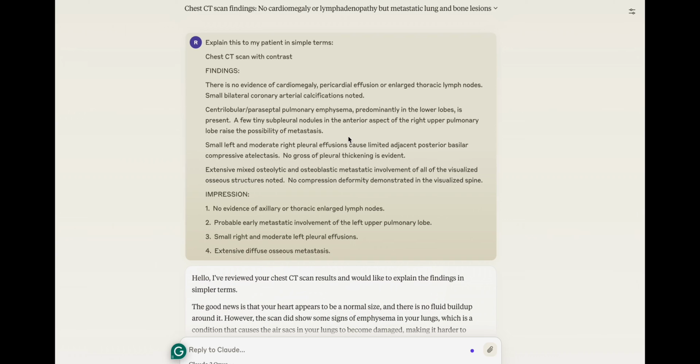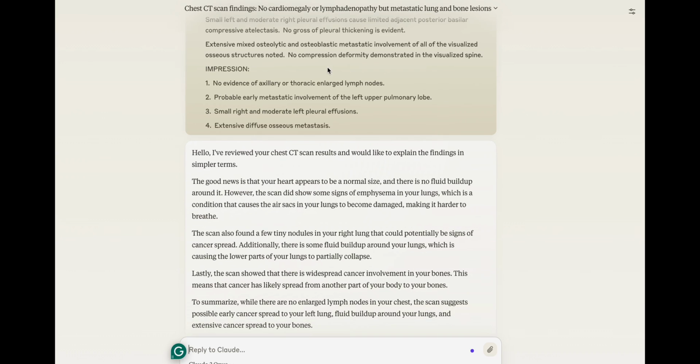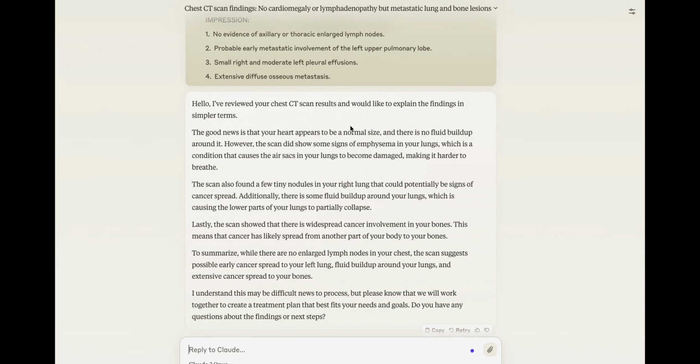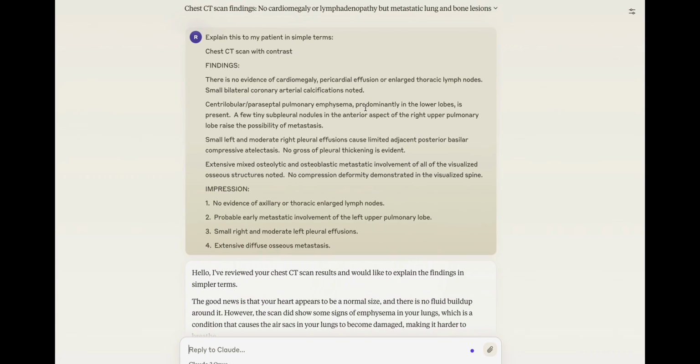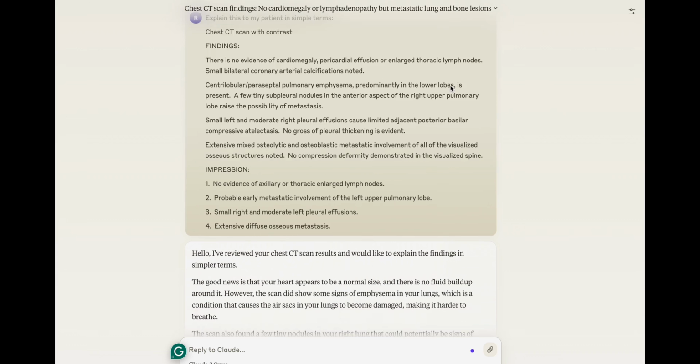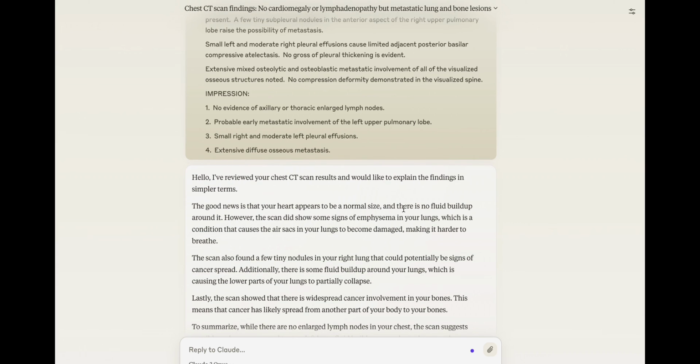It's not real. It's very short. It does not compare to the CT scan results that are generated these days. But still, Claude AI did a great job. I asked Claude AI to explain this to my patient in simple terms, and it broke it down and explained term by term. For example, here in the results, we say that there are no associated pericardial effusion or enlarged thoracic lymph nodes, and it's nicely explained that there is no fluid buildup around the heart.